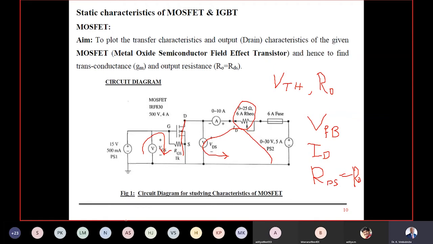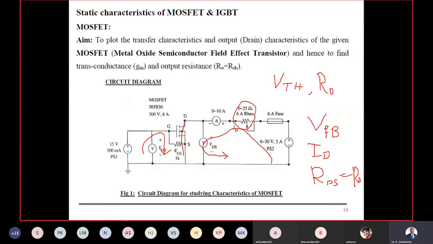Why this RDS is so important is that the lesser the RDS, the fewer the power losses in the MOSFET itself, because the MOSFET is going to carry the drain current. So my drop across VDS is ID into RDS. When RDS is very small, obviously the losses will be very less. That is basically the static power loss. Since it's very less, my power loss will be very less, and the efficiency of the power electronic converter will be high.